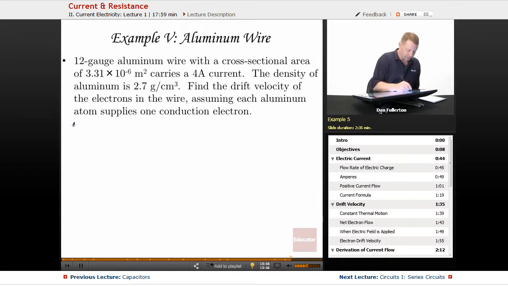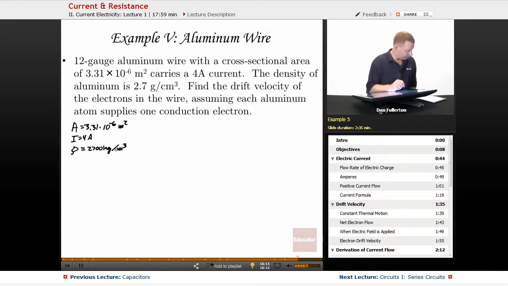So starting off with what we know, our area is 3.31 times 10 to the minus 6 square meters. Our current is 4 amps. Our rho is going to be 2.7 grams per cubic centimeter, our density, or if we convert that into kilograms per cubic meter, again, that's going to be 2,700 kilograms per meter cubed, standard units. And our molar mass is 27 grams per mole for aluminum, which is 0.027 kilograms per mole.